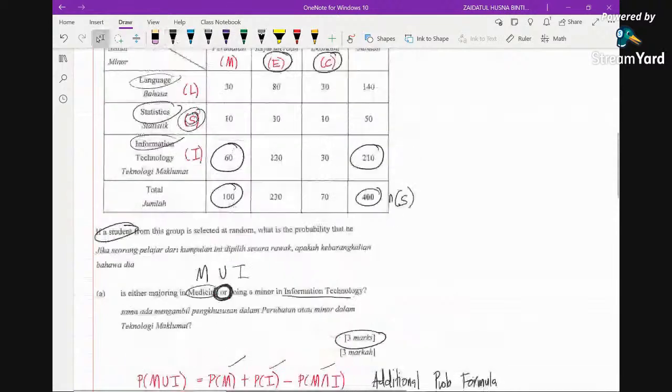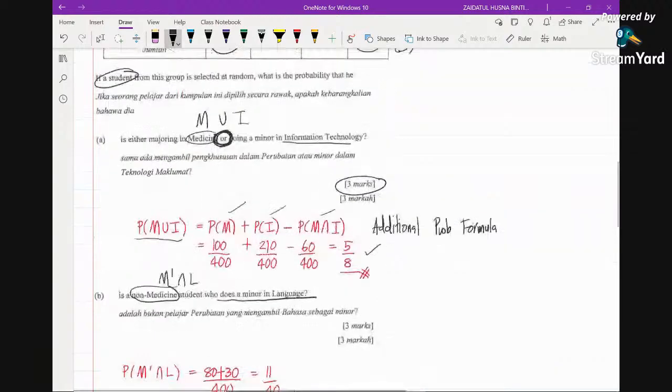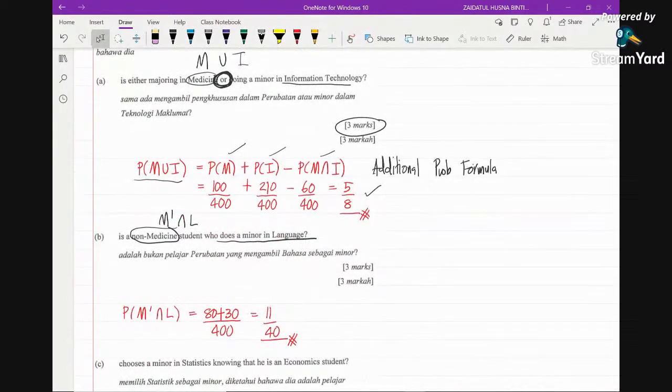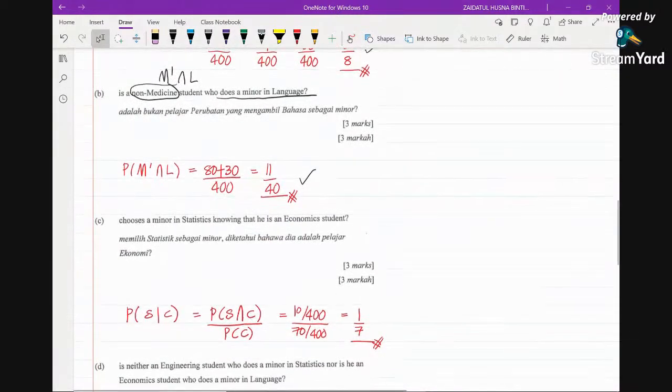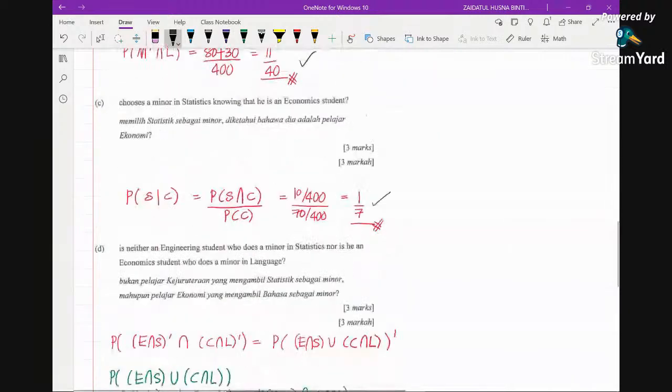So we look for this intersect L. This is M prime, and this is also M prime intersect L. So 80 plus 30 divided by 400, and you get 11 over 40. And then, the student chooses a minor in statistics knowing that he is an economics student. This is conditional probability: S given C. So we use the formula, S intersect C over P(C), and we will have the answer 1 over 7. And this next one is a bit tricky.